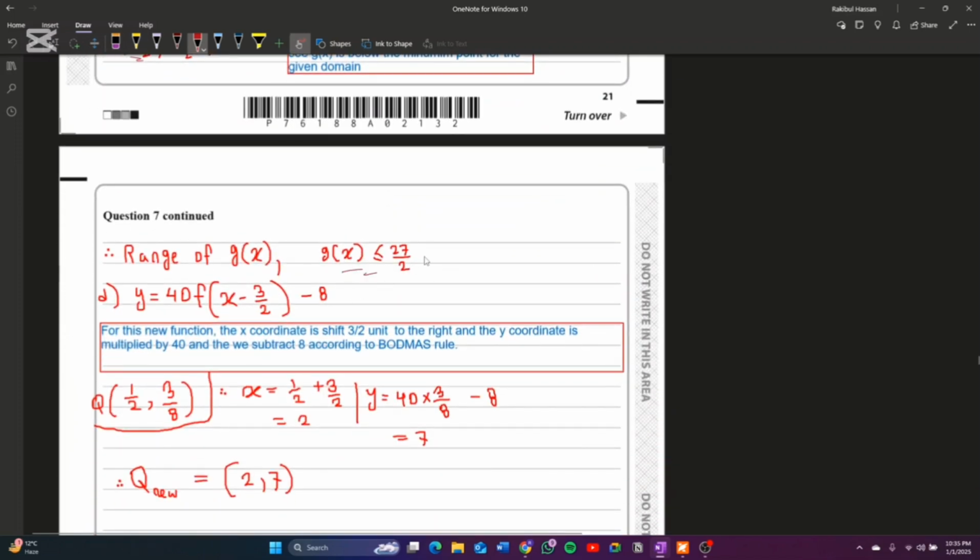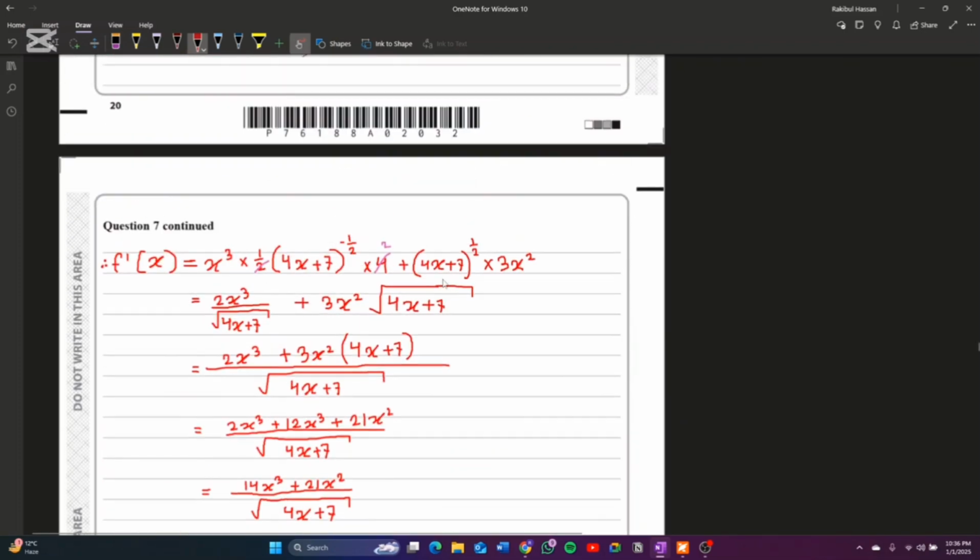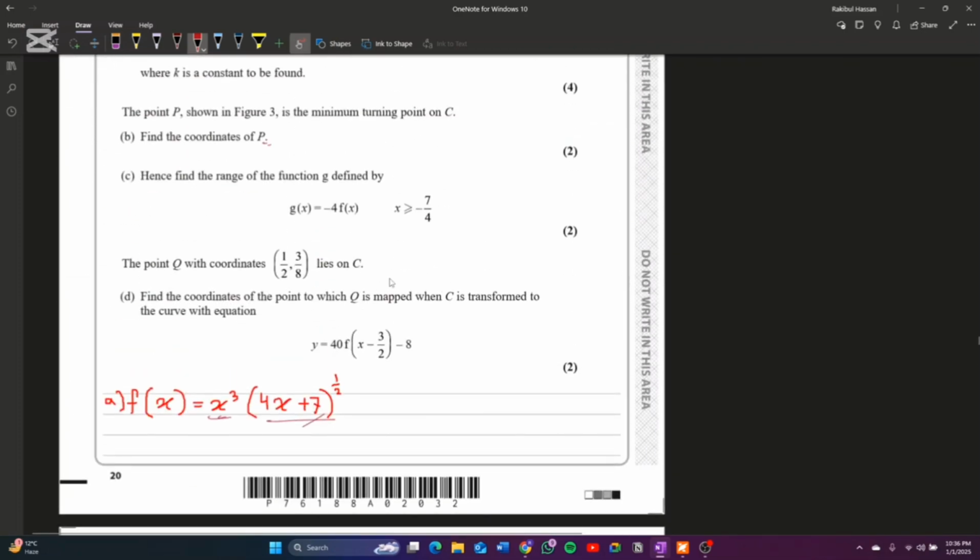Here we go. This is our range. Now, in part D, they ask us to find the coordinates of the point to which Q is mapped when C is transformed to the curve with this equation. Here we have multiple transformations. One is a translation, minus 3 by 2, so the graph is moved towards the right by 3 by 2 units.